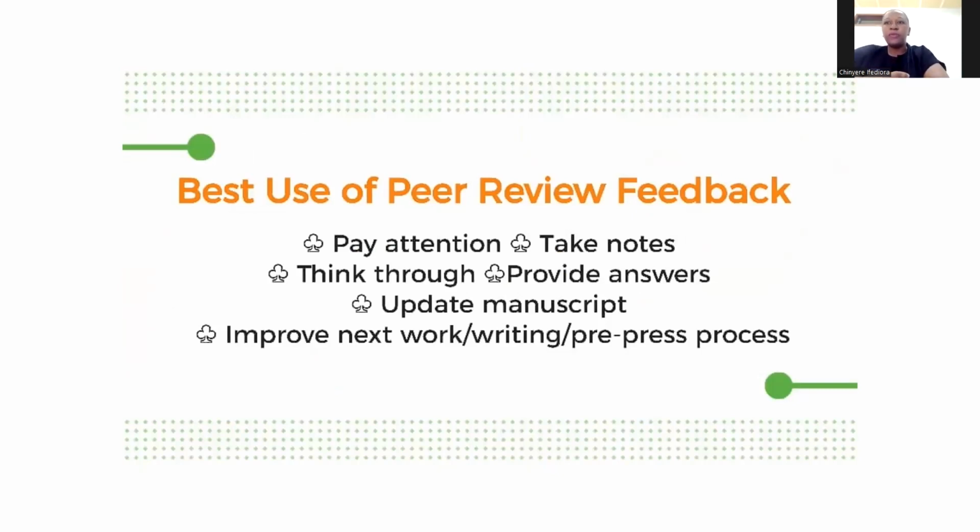So, best use of the peer review feedback: pay attention. If it's done live, you should take notes. If it's like a round table at a breakout session of one of our conferences or workshops, then you have to take notes. Then you think through the feedback. Also try to provide answers to any questions that the reviewer has. In the process of providing the answers, you may make some changes to the work. Then, of course, you update the manuscripts along the lines that you both have agreed on. Then improve your next work, your writing, or your pre-press process.